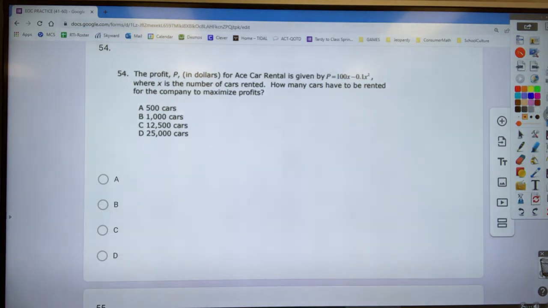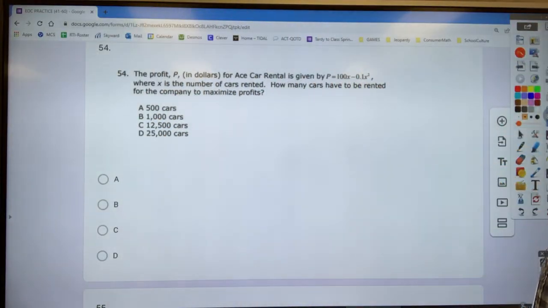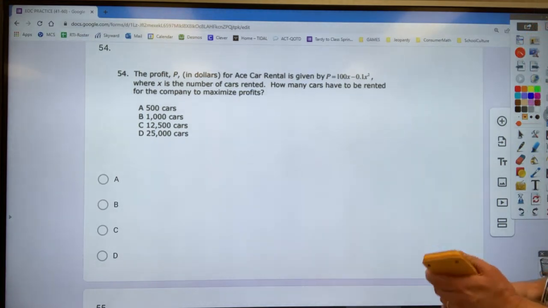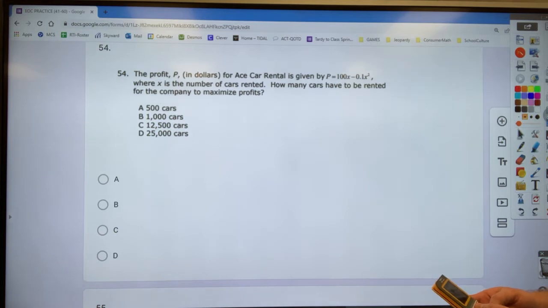Profit for Ace Car Rentals is given by this function. X is the number of cars rented, all right? How many cars have to be rented to maximize profits? So this thing's an upside down parabola. We're going to be looking for the maximum.